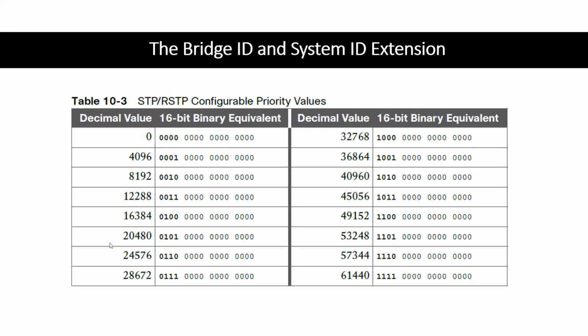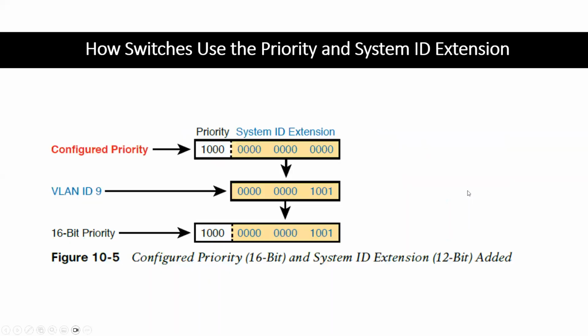And of course, the secondary command is going to do the same thing. If we do the spanning tree VLAN, whatever the number of the VLAN is, and we set it to secondary, it's going to make it 4096 more than the current primary, or the current root.